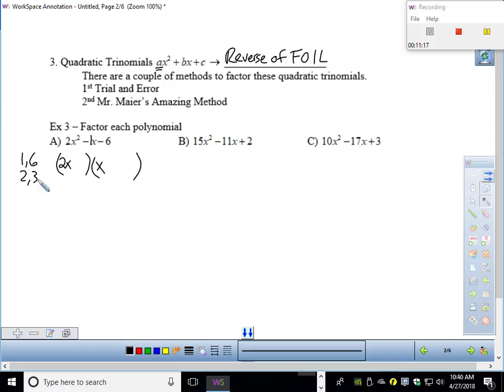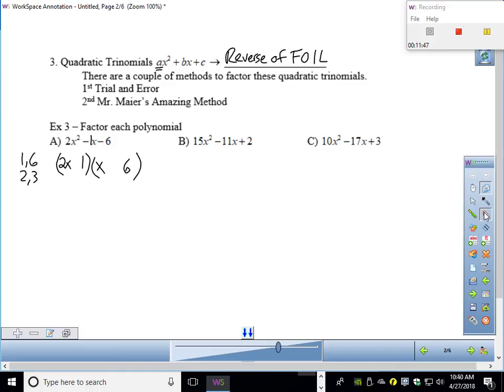So what you might do is say, well, maybe 1 and 6 work. So I try a 1 there and a 6 there. Even before putting in signs, I'll at least see if it's viable. And I look at this and I say, well, that has to be a 12x, the outside, and the inside has to be a 1x. Is there any way for 12x and 1x to combine to a -1x? No, of course not. And so as a result, you know right away that the 1 and 6 combo is simply not going to work.